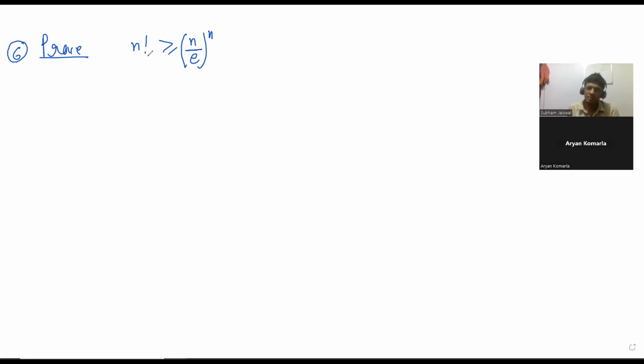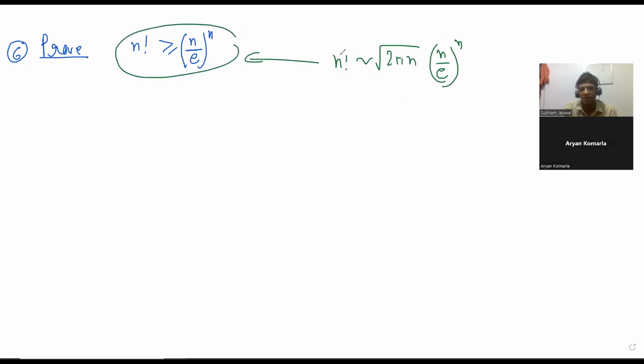So n factorial is approximately equal to root 2 pi n, e power something. What is the formula? Some square root 2 pi will come, sir. And then e power. Yes, it is precise. This is like a special case of this, right? Because then n factorial will certainly be bigger than this.